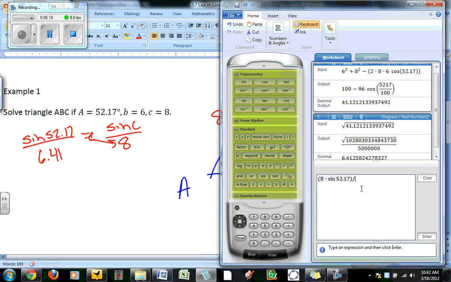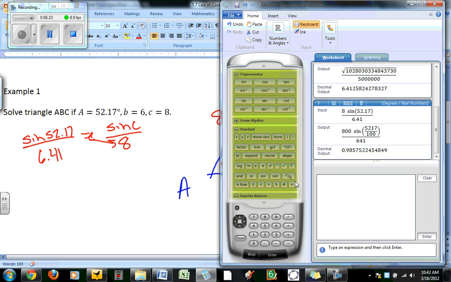And then we're going to divide that by 6.41. And then we have to take the sine inverse of that. So why do we have to do that? Because this is saying if we cross multiplied, we have 8 sine of 52.17 all over 6.14. That's what I just did in my calculator.